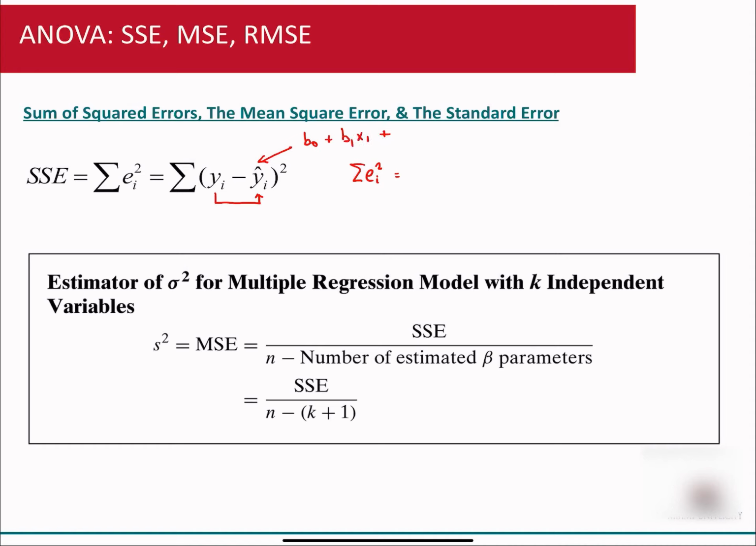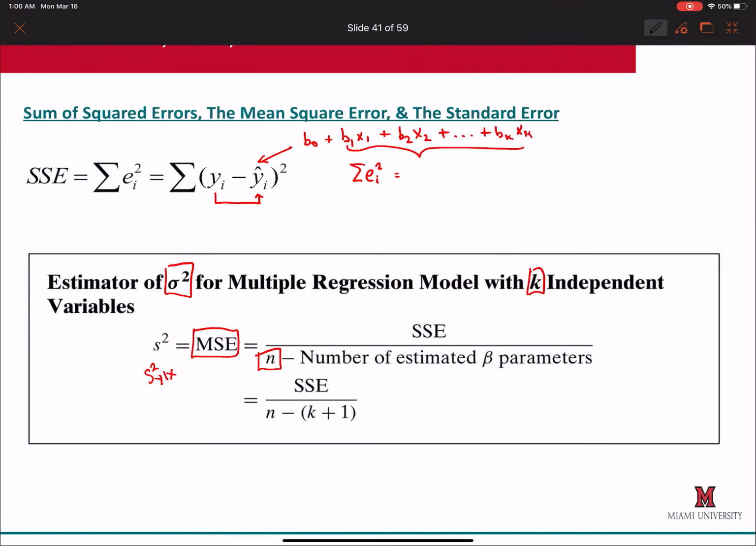So we have a slope for every single variable. If we have k variables, we would have k slopes, from 1 to k, plus the y-intercept. The estimator for the variance around the regression line with k independent variables, MSE, is the only thing that changes. Some software calls it s squared or s squared of y given x. All of that represents the same quantity. That's SSE divided by n, the number of observations, minus the number of estimated parameters. In this case, we have an estimate for the y-intercept and for the slope of variable 1, variable 2, up to variable k.